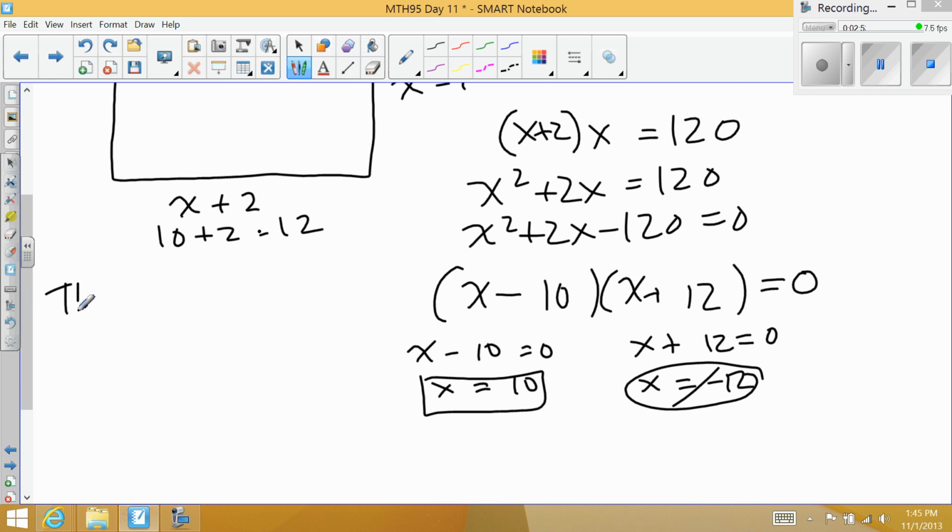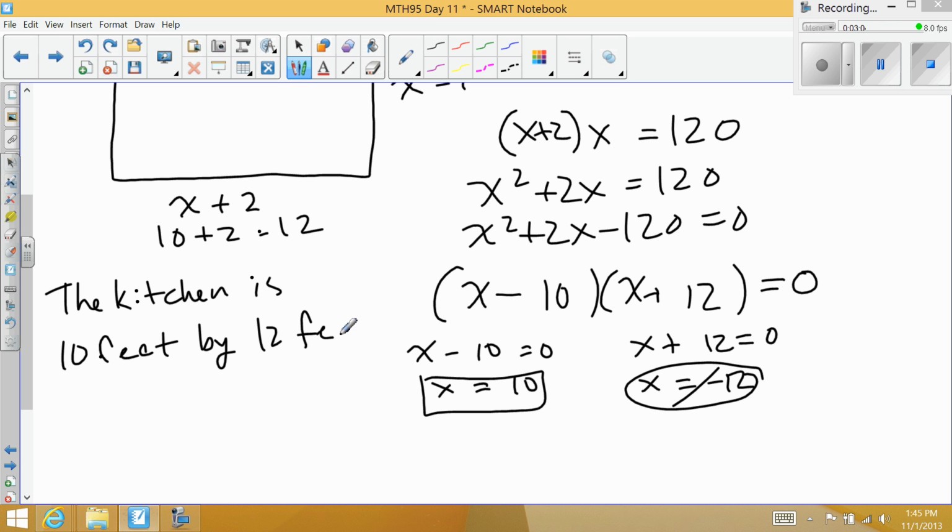So the kitchen is 10 feet by 12 feet. I want to answer with a sentence and include the appropriate units.